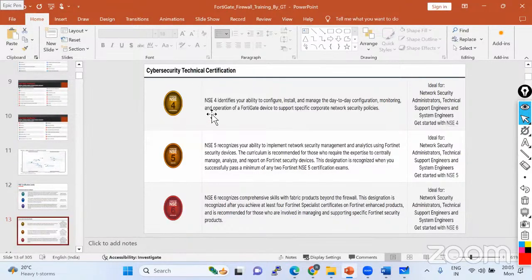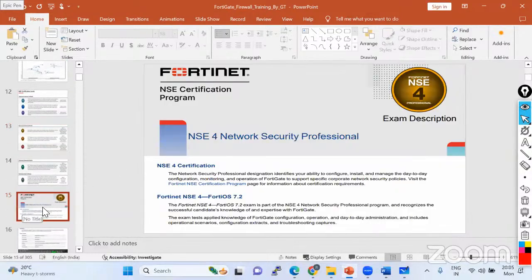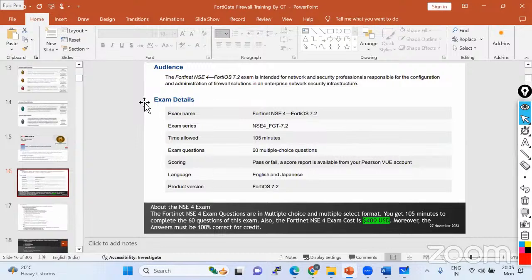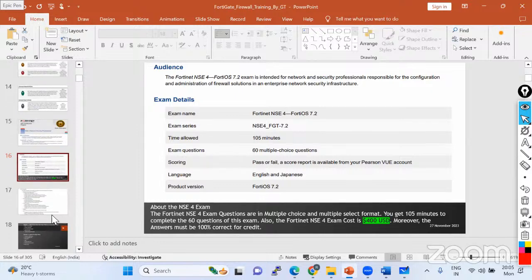We are starting with NSE 4, targeting to complete it. Along with that, we'll try to understand the NSE 6 components as well, where we'll cover some advanced tools like FortiManager, FortiAnalyzer and FortiGuard. We also discussed the examination and how it is going to happen, what type of questions will come, and how much money is required to pay to clear this exam. We did all this discussion.